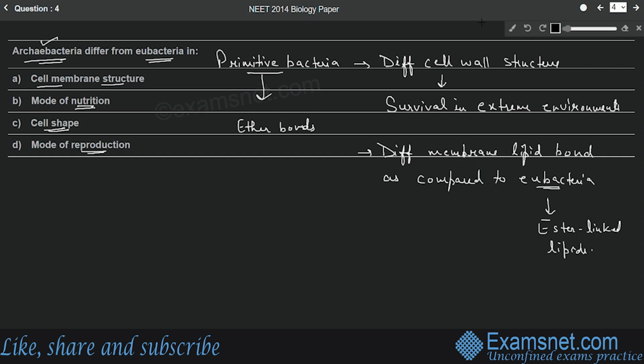So in the option, cell wall structure is not mentioned. So we'll choose cell membrane structure, because both of them are different in archaeobacteria and eubacteria. Other things are common between the archaeobacteria and eubacteria. Okay, so option A will be the correct answer.